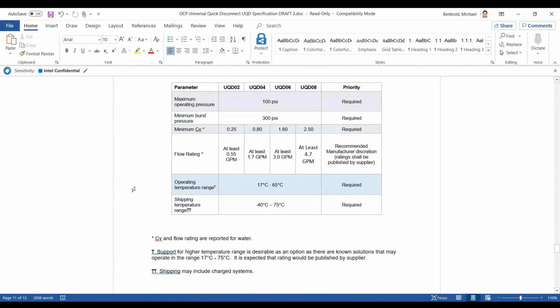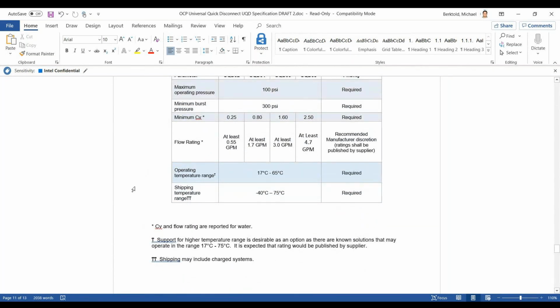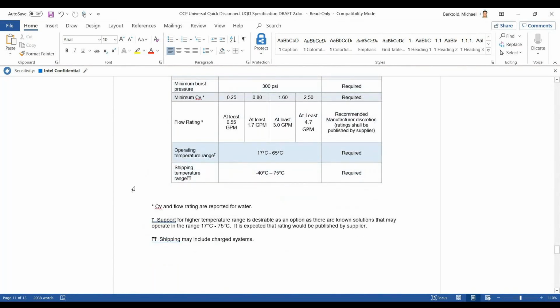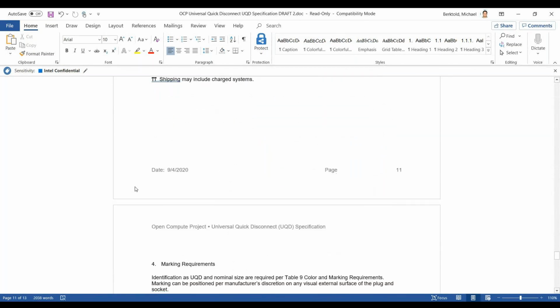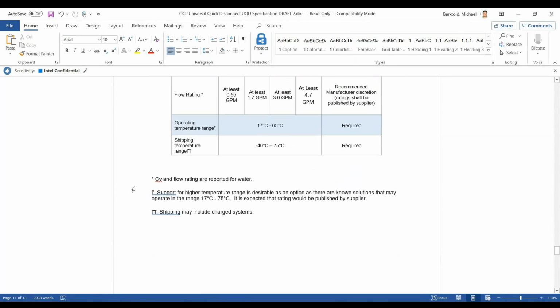Another area that's highly debated is the operating temperature range. We settled on 17 to 65 degrees and a shipping temperature with a wider range of -40 to 75. And as you can see, we have some footnotes here. The first footnote is relative to the CV, just to understand that those were done with water, because the specific gravity of the fluid, of course, would change the CV value.